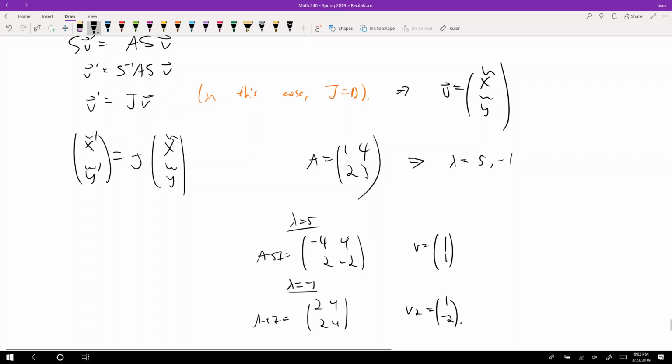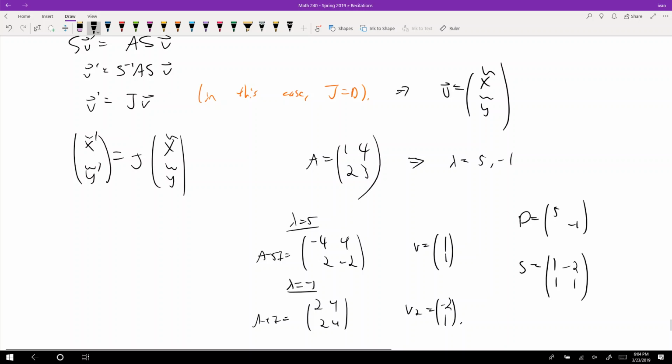So in this case, D is equal to 5, -1, and S is equal to 1, 1, 1, -2. So V2 is -2. Yeah, I can eyeball eigenvalues apparently, but not eigenvectors.